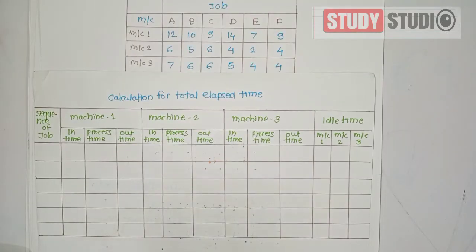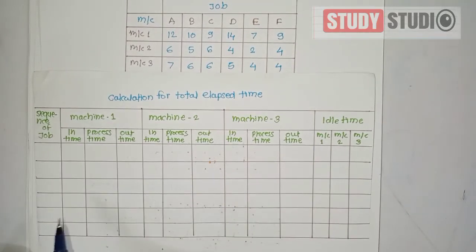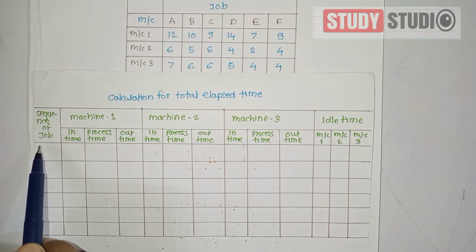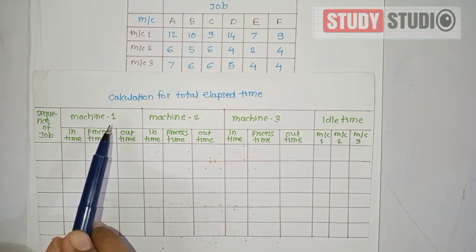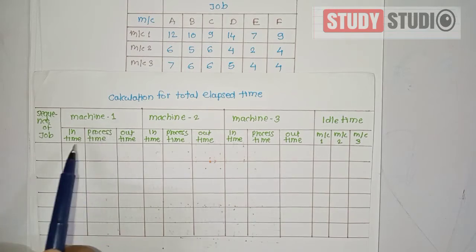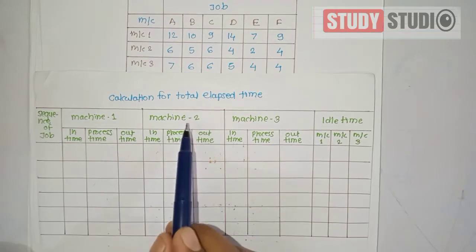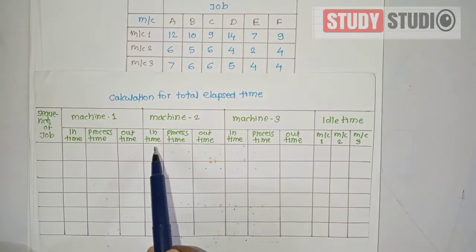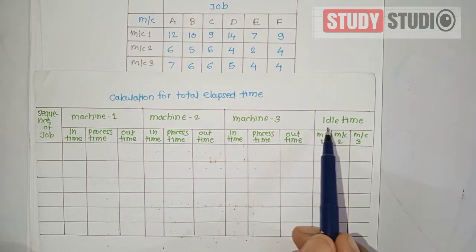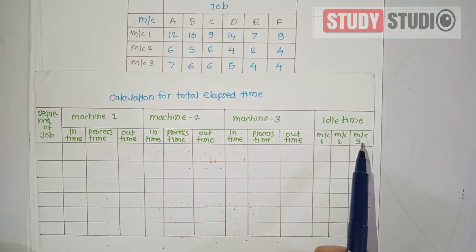To calculate total elapsed time, draw a table like this, in which the first column represents the sequence of jobs. In the second column, machine 1, under machine 1 we have 3 columns: in time, process time, and out time. Similarly for machines 2 and 3, we have made columns for in time, process time, and out time. Then in the last, idle time for machine 1, machine 2, and machine 3.